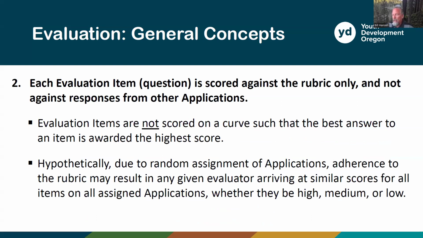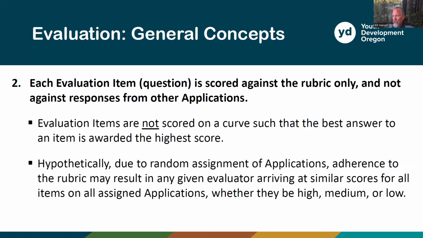The second important concept is that each evaluation item is scored against the rubric only and not against the responses from other applications. That is, evaluation items are not scored on a curve. For example, the best response for an evaluation item from assigned applications is not automatically awarded a 10. The score is awarded based on the rubric, not the relative standing within the applications assigned. The best response for an evaluation item may earn any of the possible scores. It all depends on the assignments randomly assigned.